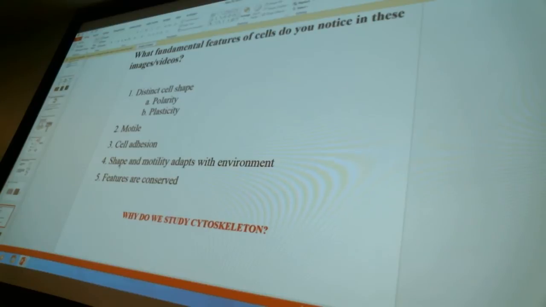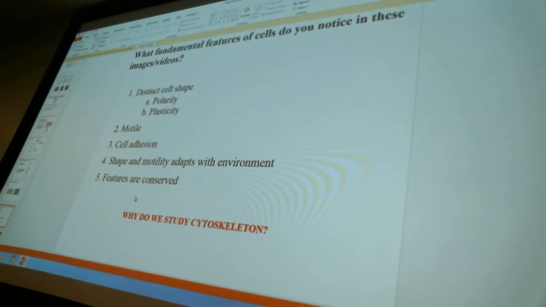We also see dramatic changes in the shape of the moving organisms. So in the case of the amoeba, and in the case of the small white blood cell, the neutrophil, they are constantly adapting to the environment. And these are features that are conserved throughout different kingdoms. You can see similar events taking place in amoeba, and similar events will take place in neutrophil.